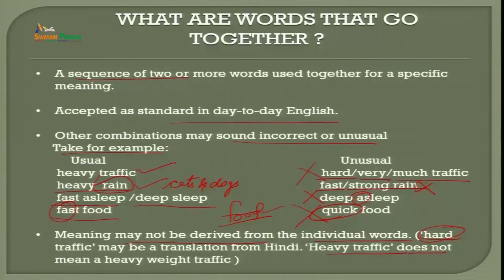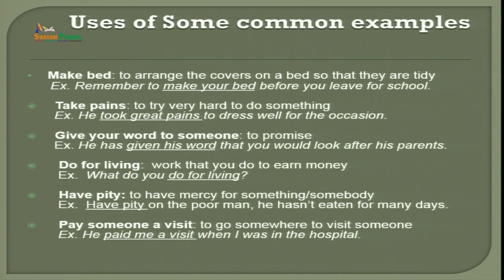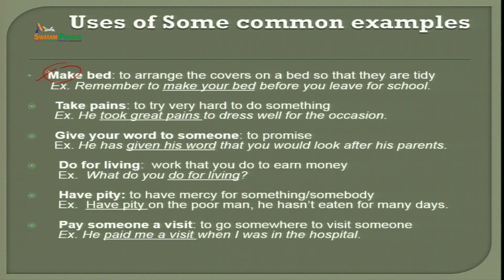Now, I may come up with certain other examples, some common examples which clearly indicate how these words are used in a group, in combination with each other. They are collocations. For example, make bed. Do you really say, come on kids, make bed, make your bed? You don't say, come on, prepare your bed, or make your bed clean. You cannot use any other verb in place of make over here, right? You simply say make your bed.